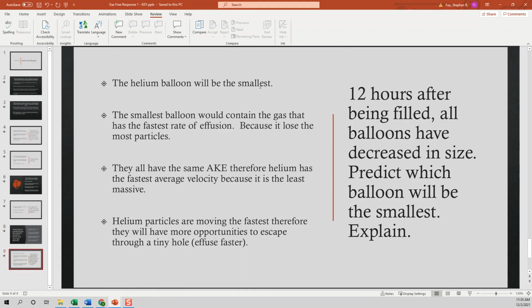Okay, the helium balloon will be the smallest. The smallest balloon would contain the gas that has the fastest rate of effusion because it loses the most particles. It should say it loses the most particles.